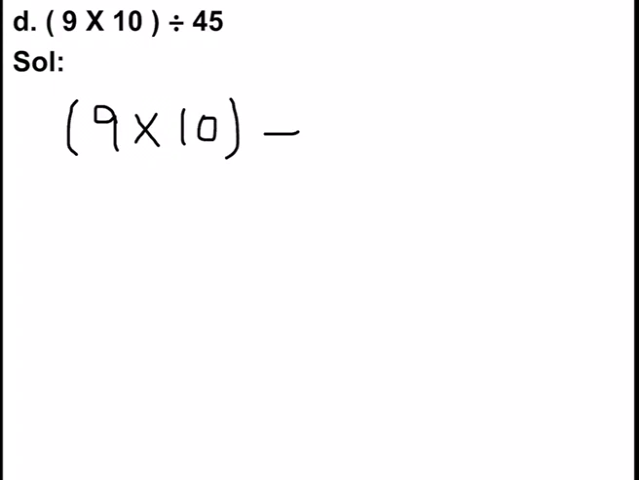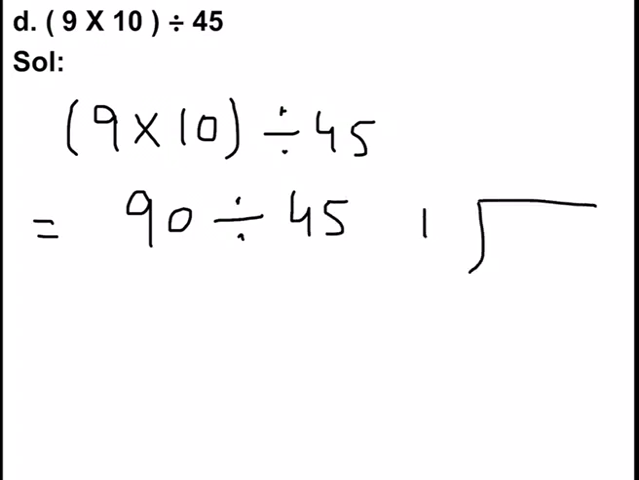Now part D, and the value of part D is round bracket 9 multiplied by 10 bracket close divided by 45. Now 9 multiplied by 10. 9 tens are 90, divided by 45. Student, now we will solve 90 divided by 45.